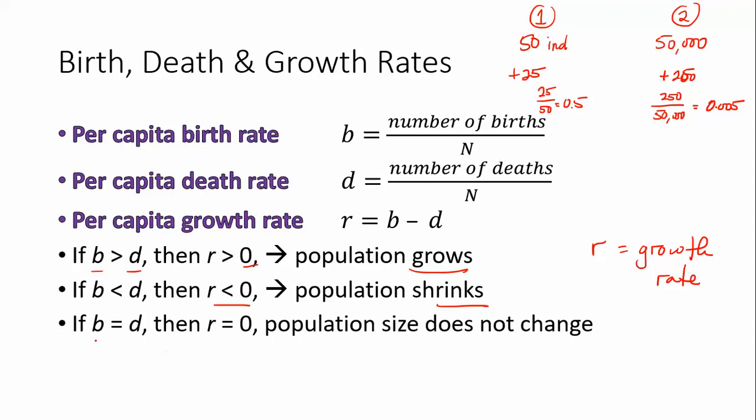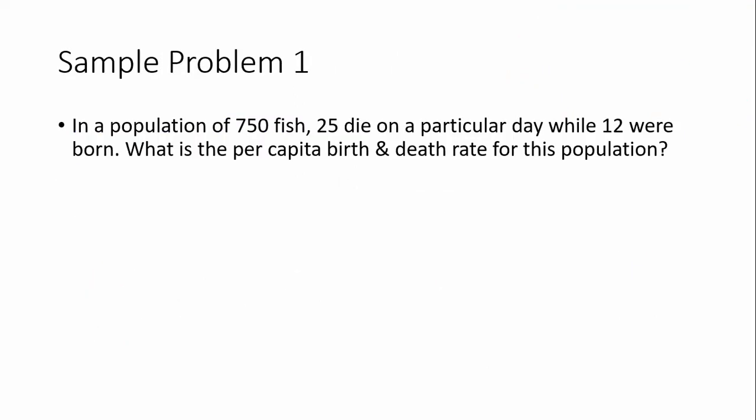And if your birth rate equals your death rate, that's like for every individual born in the population, one leaves through death, then your population size is going to stay stable. So here's a sample population. We want to know the per capita birth and death rate for this population, and we're given some numbers.